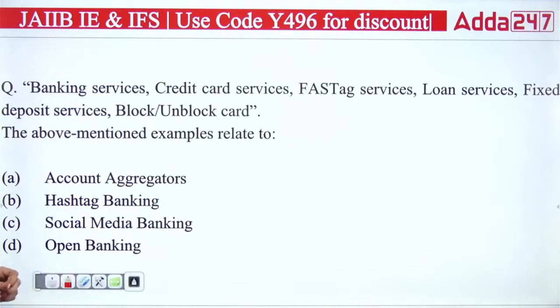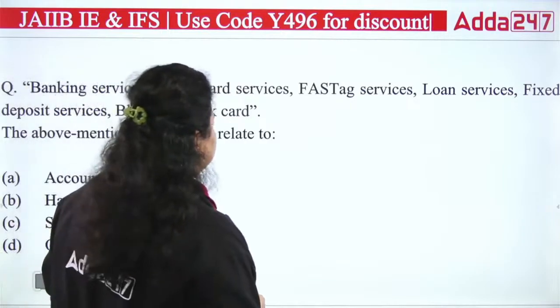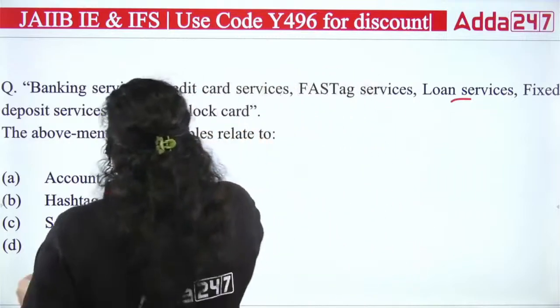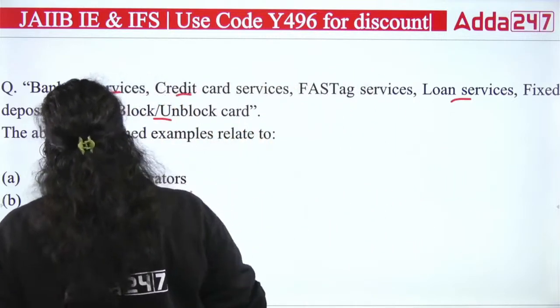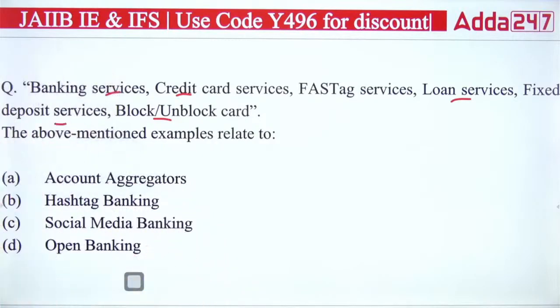Next, banking services, the credit card services, the FASTag services, the loan services, fixed deposit services, block and unblock card services. The above mentioned examples relate to which of the following? So you are providing banking service, credit card service, FASTag service, loan services, fixed deposit services, block and unblock cards. And the above mentioned examples relate to which type of service here? Account aggregator, hashtag banking, social media banking, open banking. Which of the following is correct here?